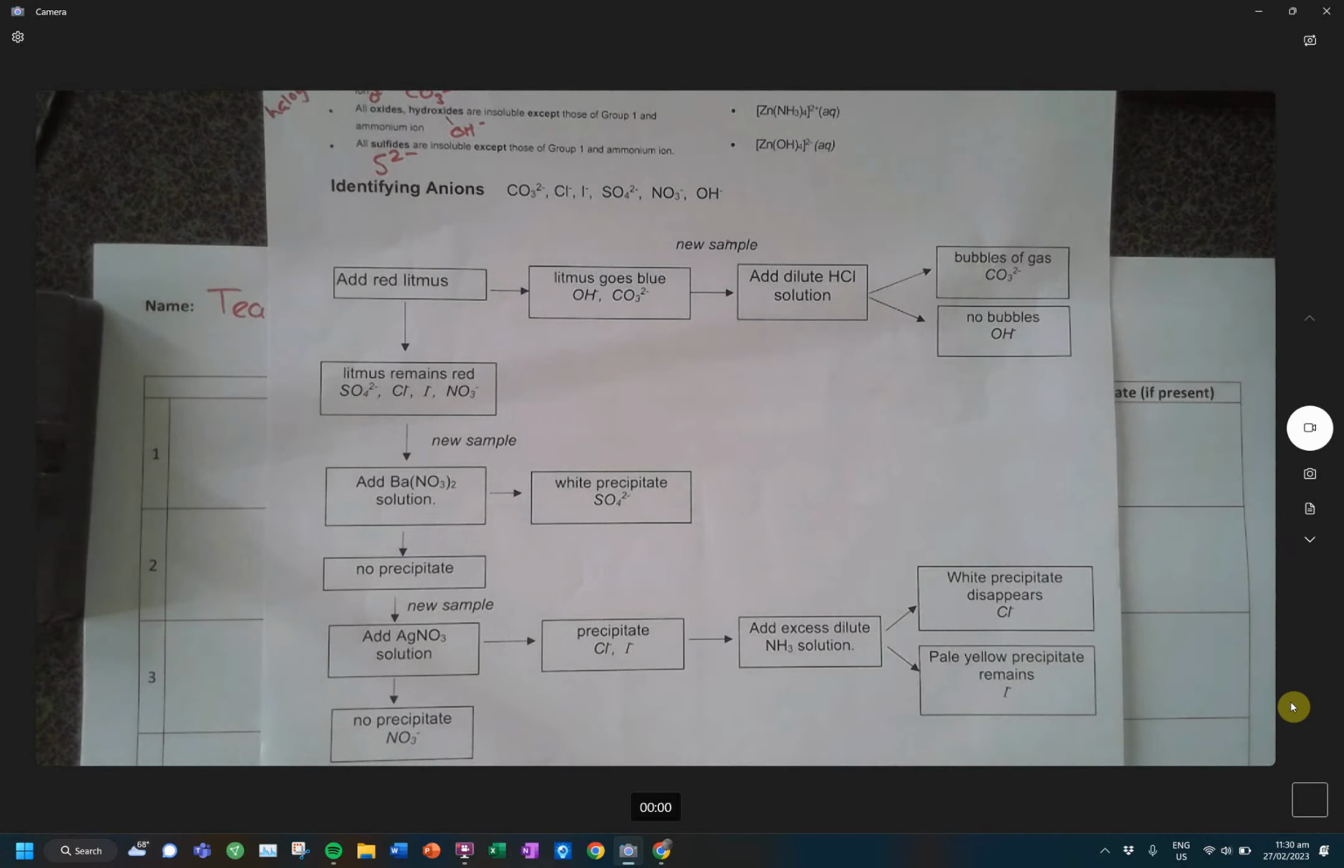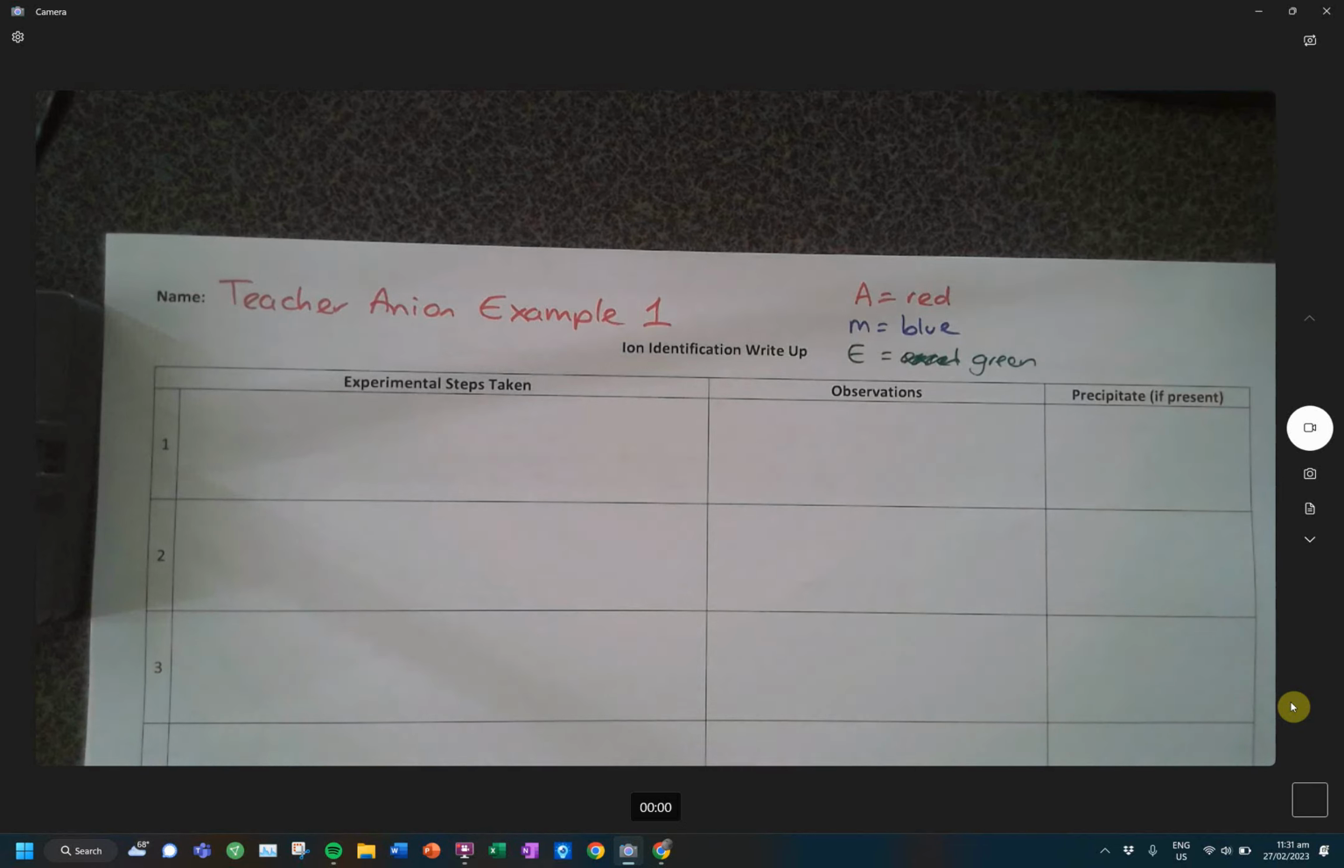In fact, why not have a go and see how the process works. All right, so go over to my desk so you can see what's going to happen. All right, so first step that I have when I'm looking at my flow chart is I need to take my unknown solution and add red litmus. So I'm going to write that down as my experimental step number 1.